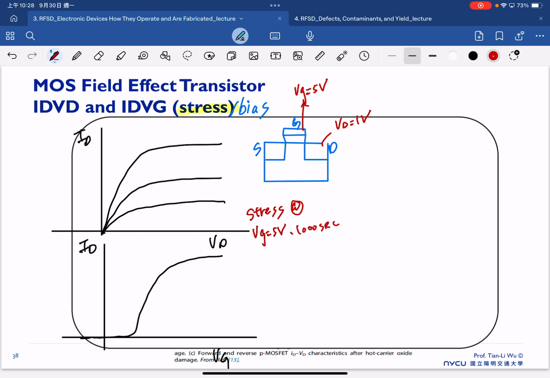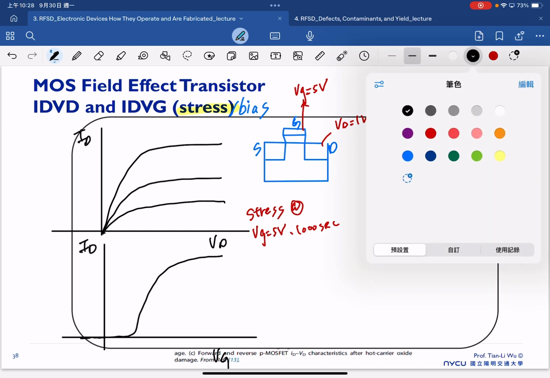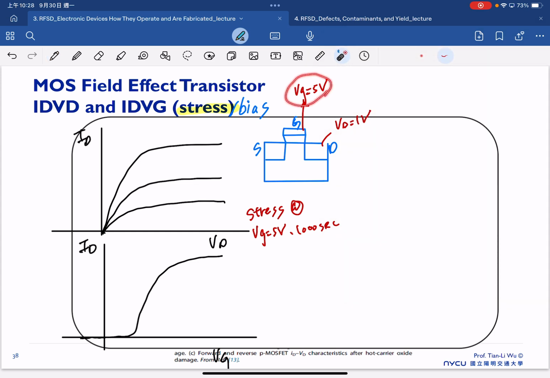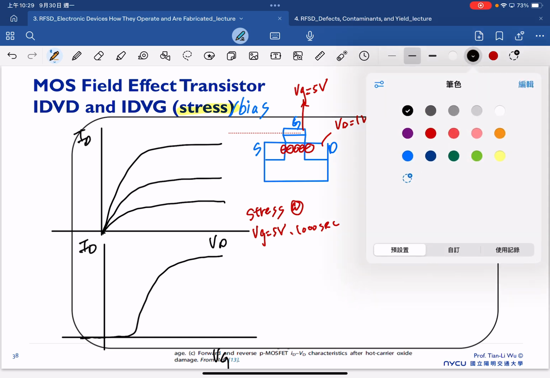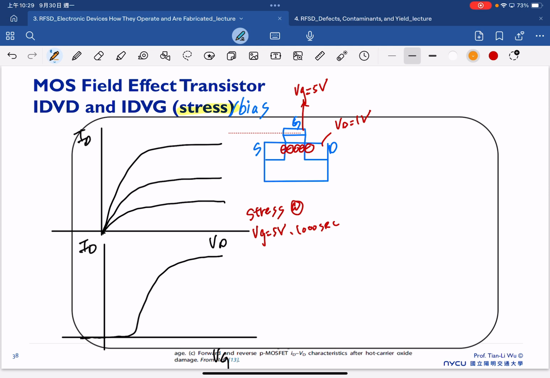So normally, once we start to apply the long-term stress, the phenomenon that easily happens is related to the trapping effect. The trapping effect means, because first of all, once we apply the gate bias, as you already know, we will start to induce the electrons in the channel. That's just because of the positive gate bias. But the problem is we have a lot of defects in the interface region. So we have the defects here.